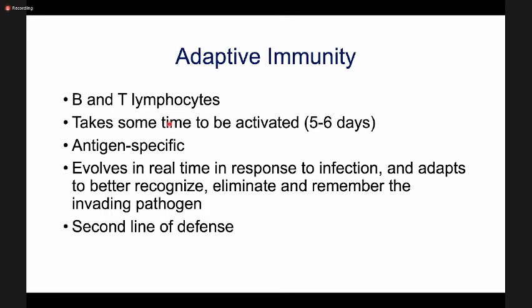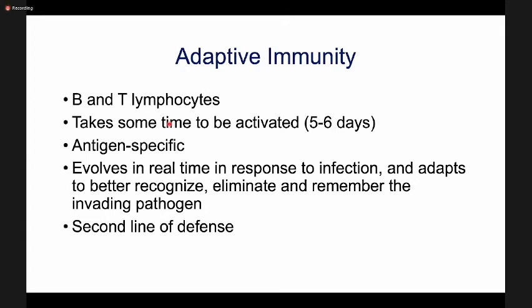And then the other component of the immune response is adaptive immunity, which, as the name suggests, adapts with time, it gets better with time, it gets more specialized. And adaptive immunity is mediated by the B and the T lymphocytes, okay? It takes time to be activated, so it's not the fast responder like the innate immunity. So it takes about 5 to 7 days, but it is very specific.